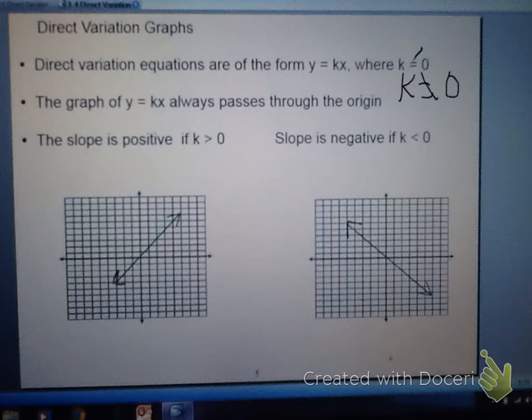So in this first graph, this k is positive because it is going upward. In this one, k is negative because the line is going downward. It's the same thing with m. Slope and m and k are one and the same thing.